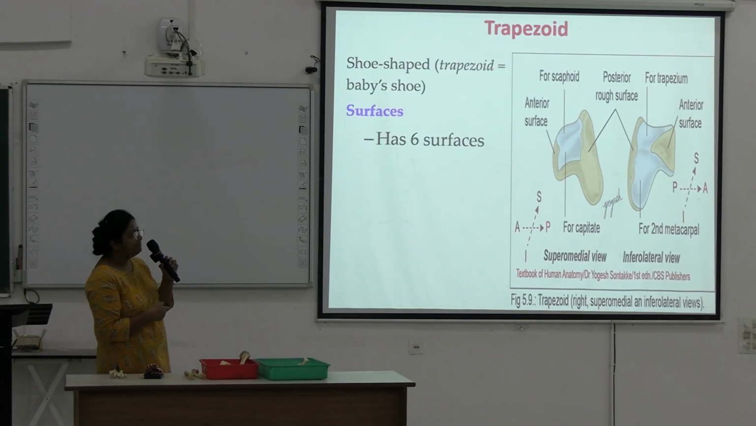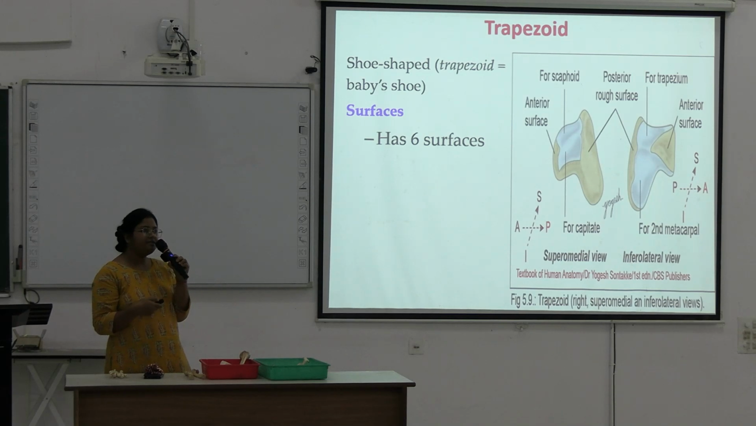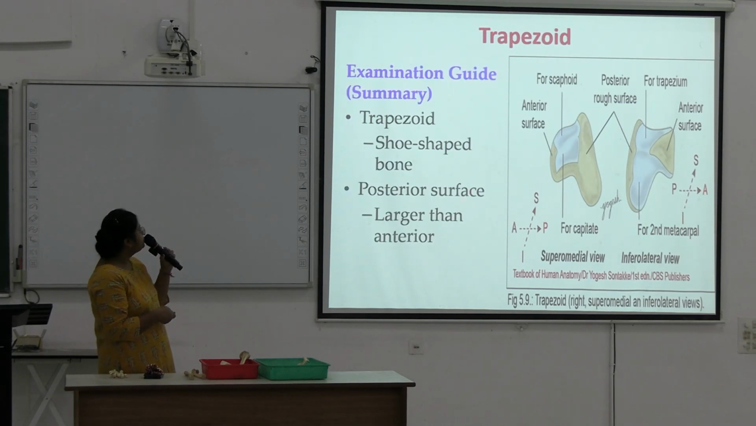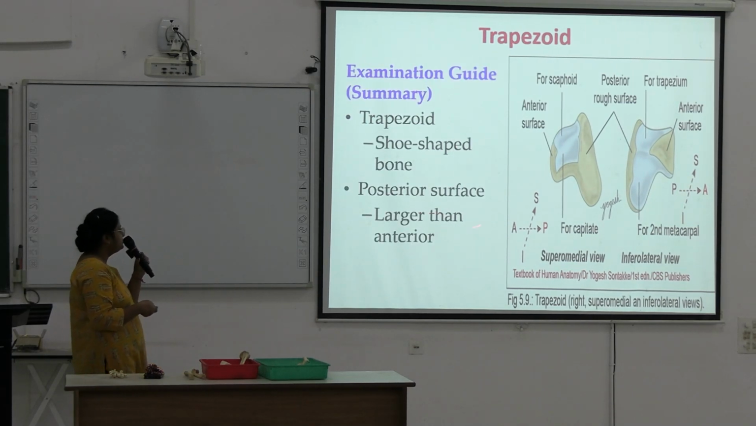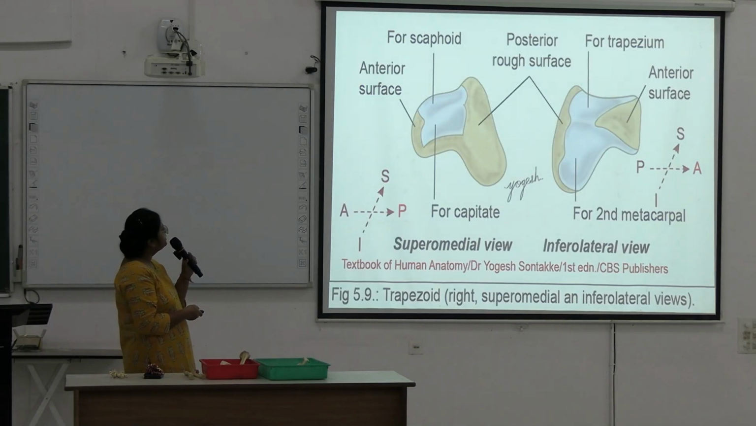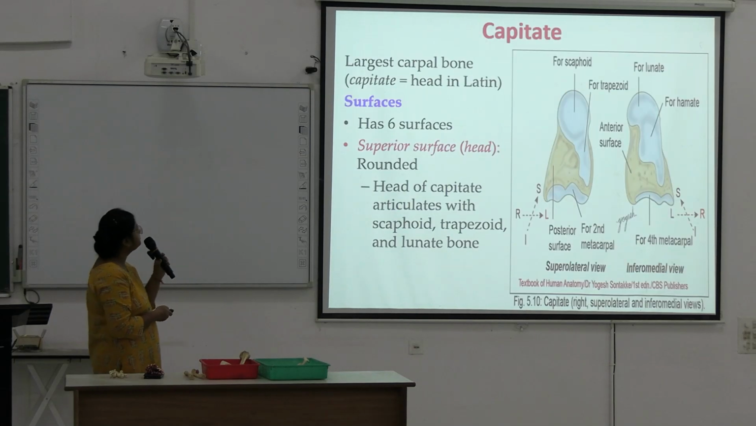Next we go to, after the trapezium you will get trapezoid. Trapezoid is wedge-shaped, baby wedge. See, this is the shape of the trapezoid, wedge-shaped. It also has 6 surfaces. So trapezoid is a wedge-shaped bone, the posterior surface is larger than the anterior surface. See, this is the posterior surface, here is the anterior surface. So posterior is larger than the anterior surface.